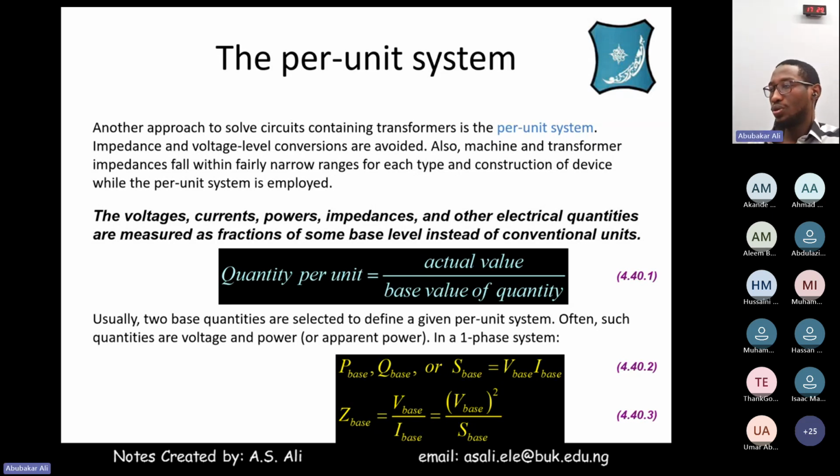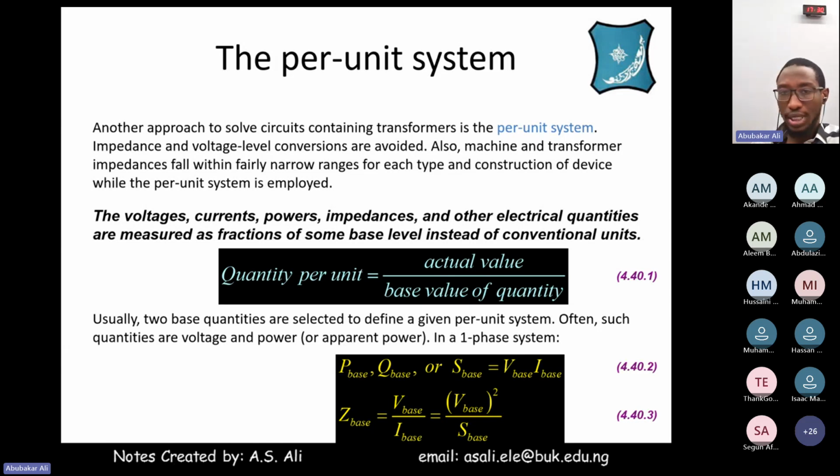Also, in terms of the complexity of the circuit, with the per unit system, you can easily determine the properties of the circuit and get some insights into what the circuit is all about. So we will take an example. By default, when you have a system, we're going to have what we call the base values, and you will also see the actual values and how the actual values can be translated into a per unit system.